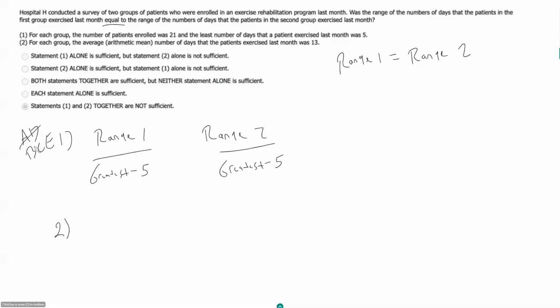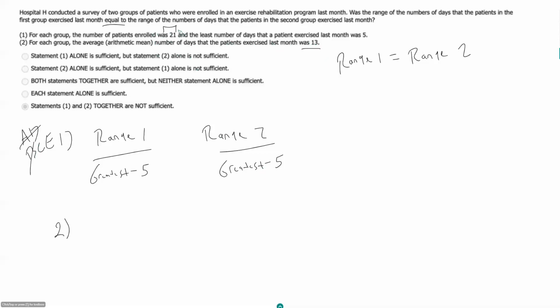So statement 1 is insufficient, statement 2 is insufficient. Together now we know we got 21, so the least number of days in each group was 5. And the average number of days that the patients exercised last month was 13. So this number of patients enrolled really isn't doing anything. And so together, we still don't know anything.